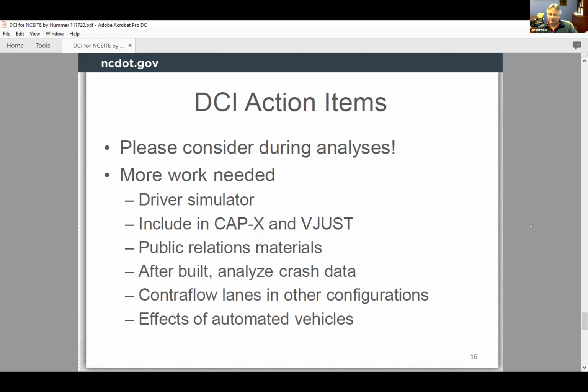Again, because the capacity boost is just so wonderful for contraflow lanes, basically free capacity in the same space just by rearranging where the left turn lanes are. And then I mentioned the automated vehicles before.